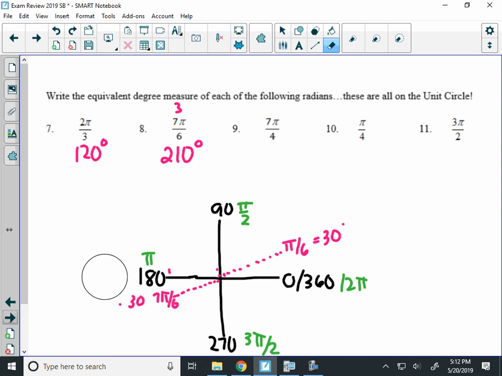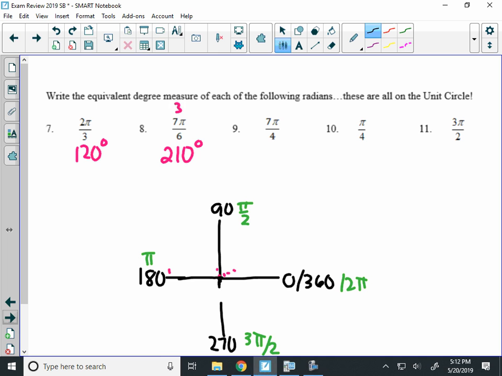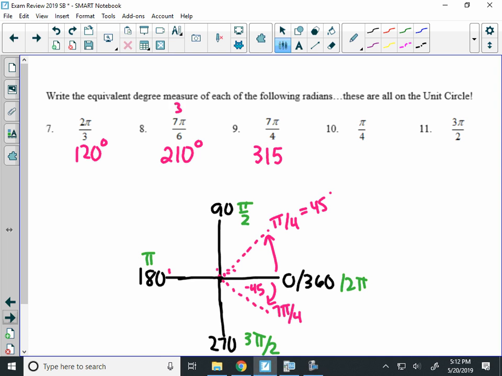All right. The next one. Okay, 7 pi over 4. That references pi over 4, which is here in the first quadrant. Pi over 4 is 45 degrees. And 7 pi over 4 would be in the fourth quadrant because it's 2 times 4 minus 1. So you can think about it this way. Here I went up 45 degrees. If I'm in the fourth quadrant, that means I have to subtract 45 degrees from 360. And 360 minus 45 would be 315 degrees.